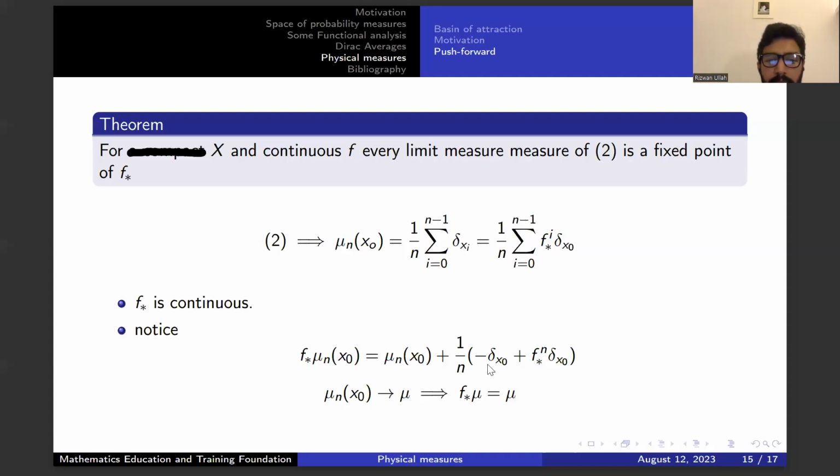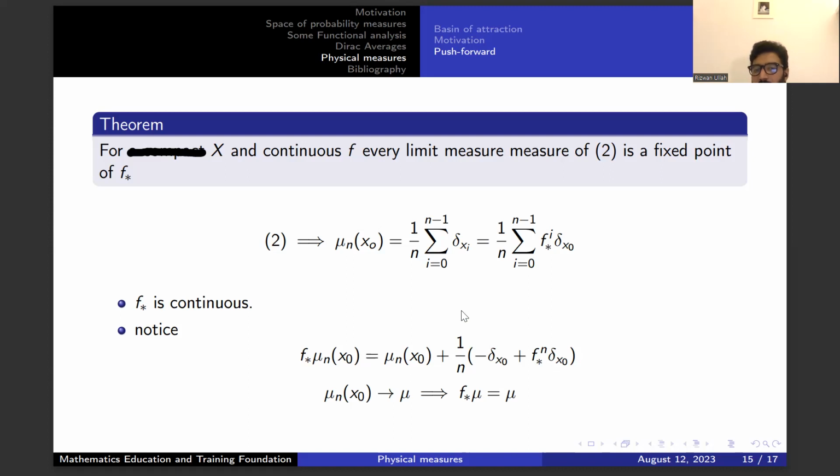Another observation is that you can write the push forward of the Dirac averages in the following way. The Dirac average is associated to the point x naught in this term. From the summation in the first row, since I took the image, the summation is now starting from 1 and going to n. So I need to insert the initial summand and remove the final summand. That's what I have done: I inserted the initial and removed the final summand, and I got this.